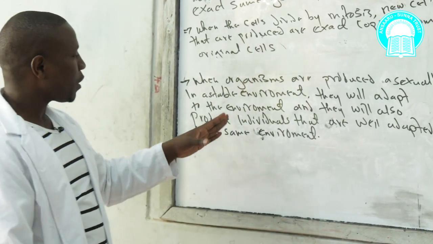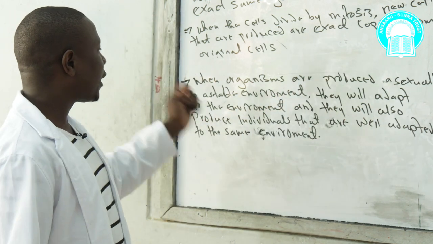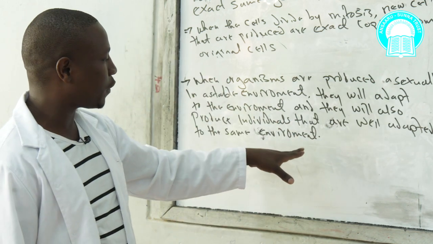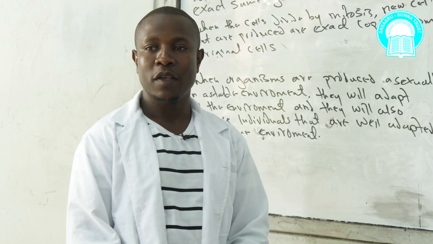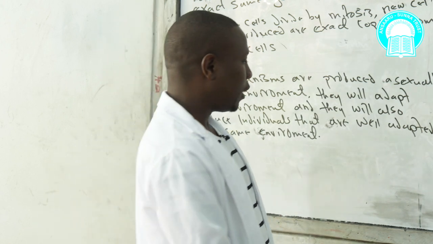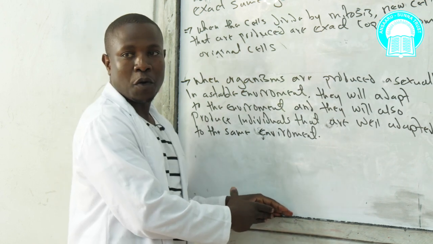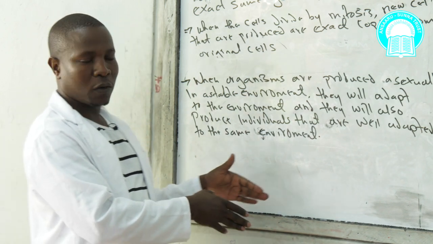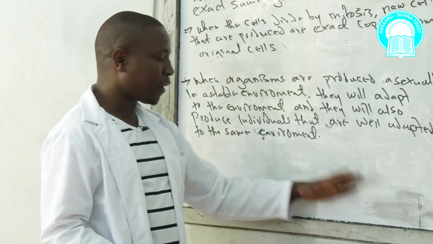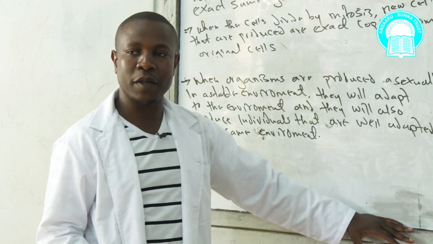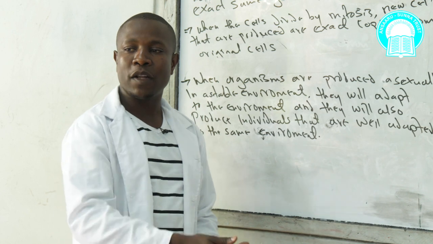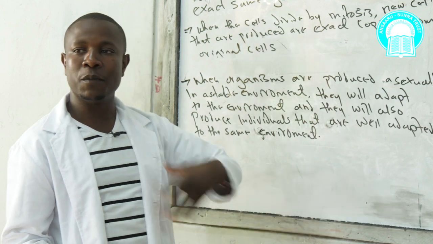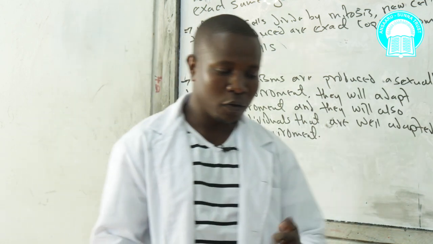But also, you see, when organisms are produced asexually in a stable environment, they will adapt to the environment, and they will also produce individuals that are well adapted to the same environment. So if your parent adapted to stay in Nairobi, where, for an example, it's epidemic for malaria and cholera, and they were able to survive and adapted to the environment, that means that even you, if you are born in such an area, you're also going to do what? To adapt to the changes of environment, and you'll be able to do what? To produce viable offspring. We also have vice versa.